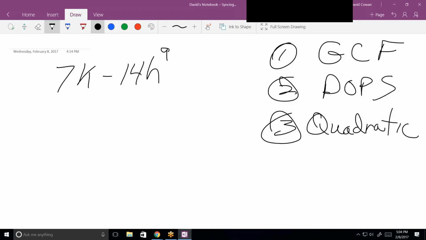Is there one? No. When you're trying to determine the greatest common factor, differentiate between numbers and variables. Start with the numbers. Is there a greatest common factor between 7 and 14? Yes. Okay, let's take it out. Alright. What's left? Well, k is left. And then 7h to the power of 9.